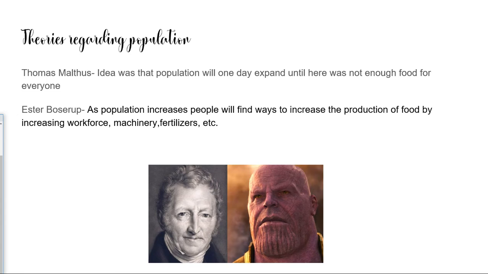Next, you should know these theories regarding population. Thomas Malthus' idea was that population will one day expand until there's not enough food for everyone, but in direct contrast, there was Ester Boserup. And Ester Boserup said, as population increases, people will find ways to increase the production of food.